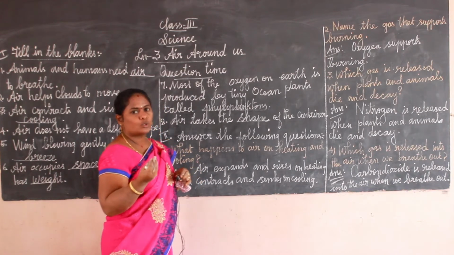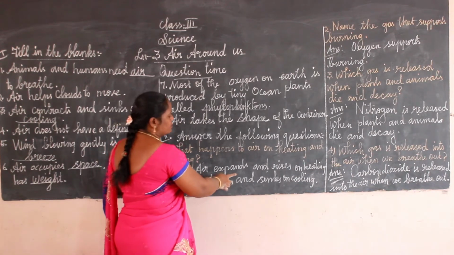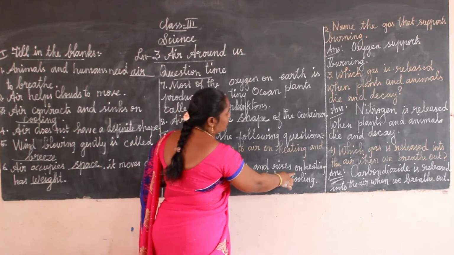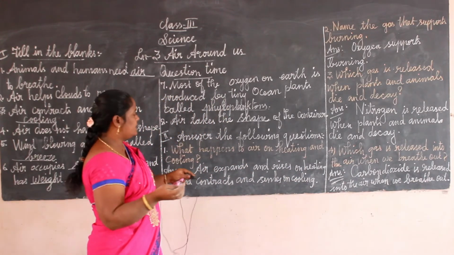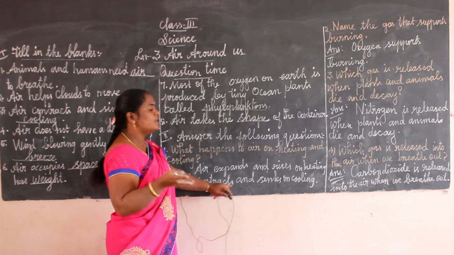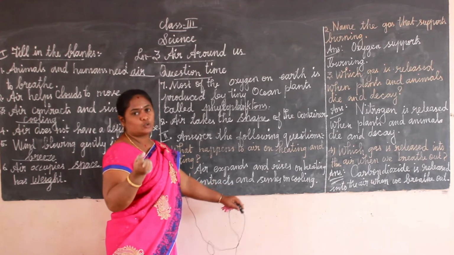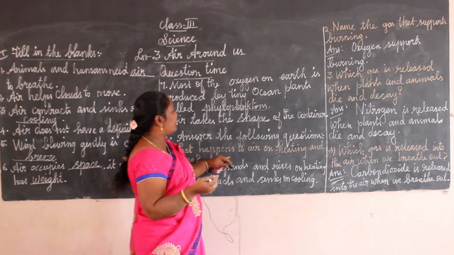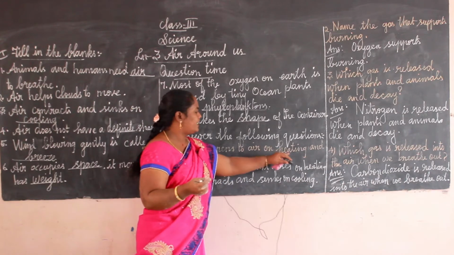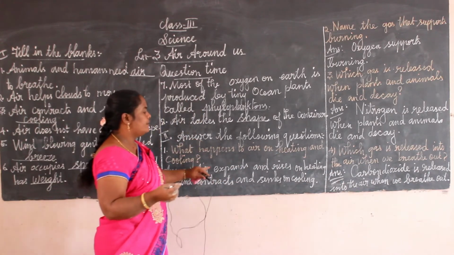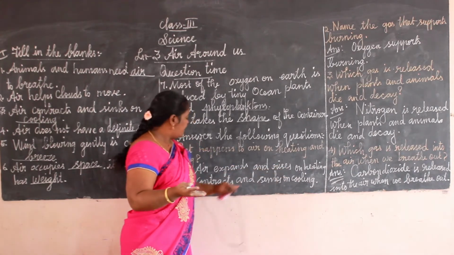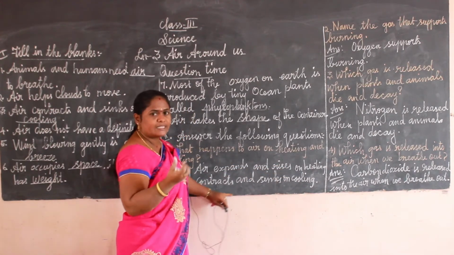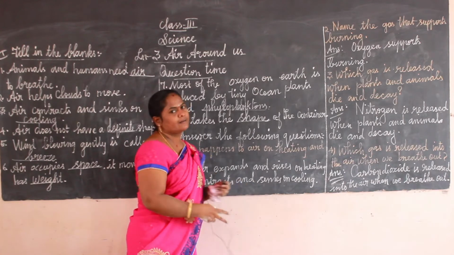When we cool it, it shrinks. Air expands and rises on heating. When we heat air, it expands, spreads and becomes bigger. At the same time, when we cool it, it contracts and sinks, it shrinks. So what happens to air on heating and cooling? Air expands and rises on heating and contracts and sinks on cooling.